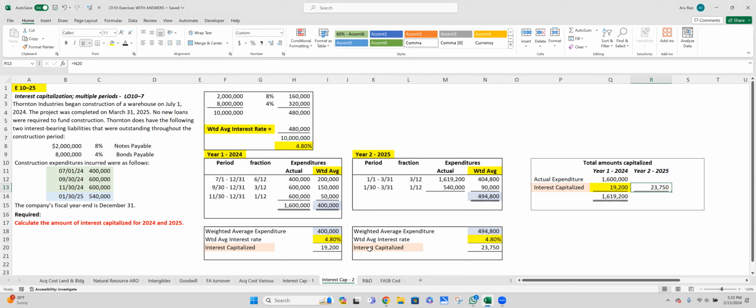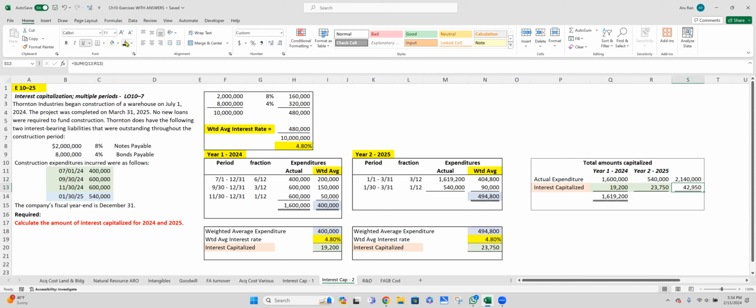Interest capitalization. Okay, so interest you capitalized over here, 19,200. The second year, it's 23,750, and that's the number we have over here. The second year, the actual expenditure was 540,000. So my total expenditure is what you see over here on the project. So my total expenditure of the project is 2,140,000. That's the actual cash I paid to my contractors.